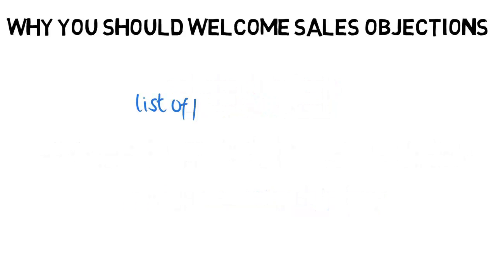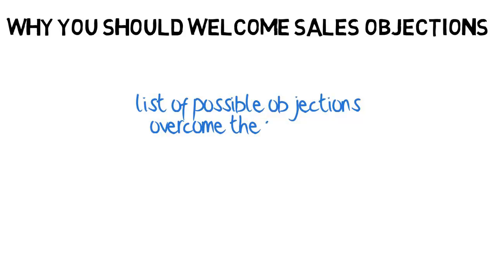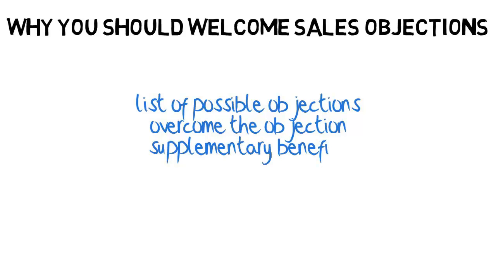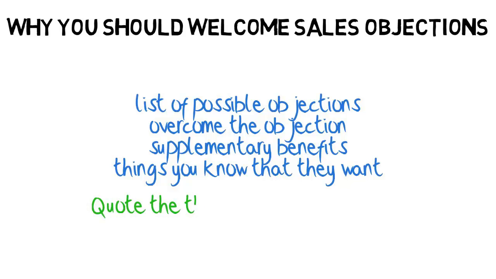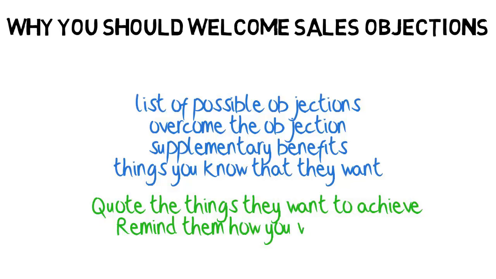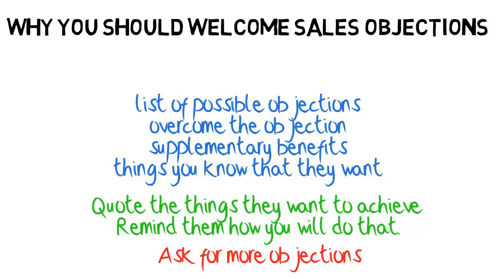Make a list of the objections you've had in the past or can imagine, and write a paragraph for each. Don't just overcome the objection, go further. Bring in supplementary benefits, other things the client will be able to do, achieve, feel, because of the product. Consolidate things you know that they want from your original questions to them. Quote back to them the things they said they wanted to achieve and remind them how you will do that. Ask for more objections. Welcome them.